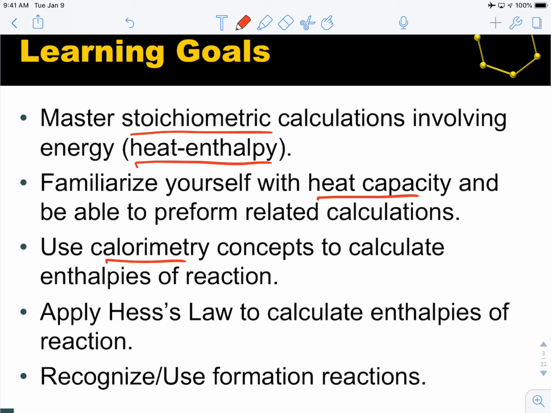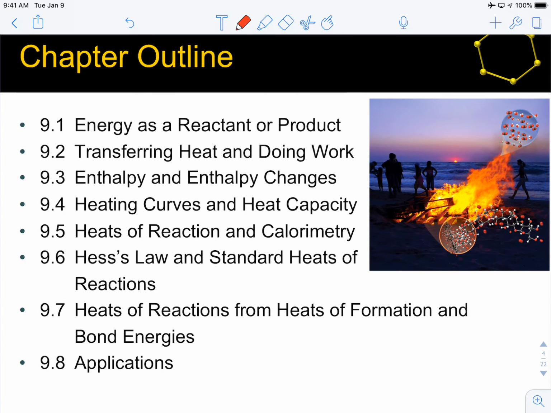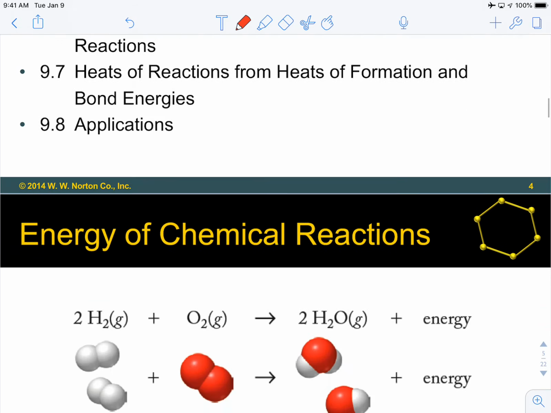Calorimetry is a method that we can use in the laboratory to help us determine the energy associated with a chemical reaction. Once again, as I mentioned, we can measure temperature, which reflects the amount of heat absorbed or gained by a chemical reaction. There's Hess's law, which is going to allow us to manipulate reactions and calculate enthalpies of new reactions. And the last one is to be able to recognize what formation reactions are. So here is the chapter outline that we'll be covering in the lecture, and I'll touch on several of these.